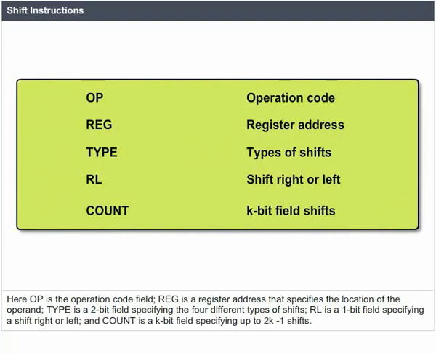Here, OP is the operation code field, reg is a register address that specifies the location of the operand. Type is a 2-bit field specifying the 4 different types of shifts. RL is a 1-bit field specifying a shift right or left. And count is a k-bit field specifying up to 2^k - 1 shifts.